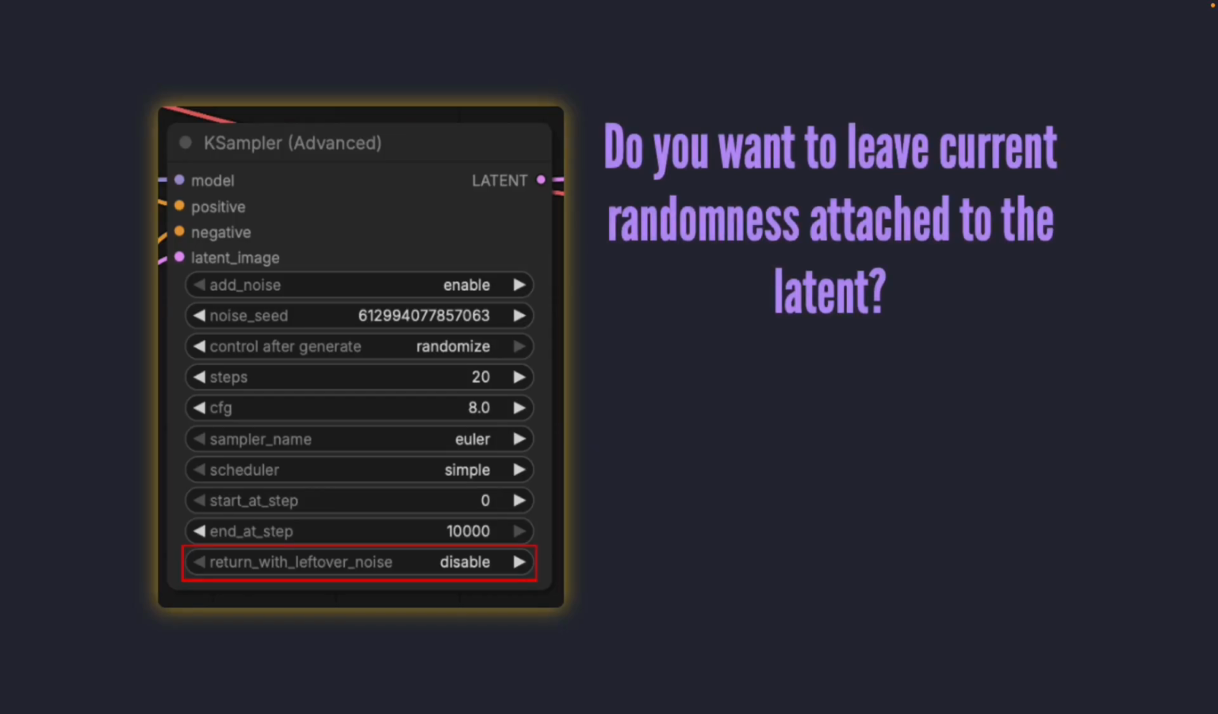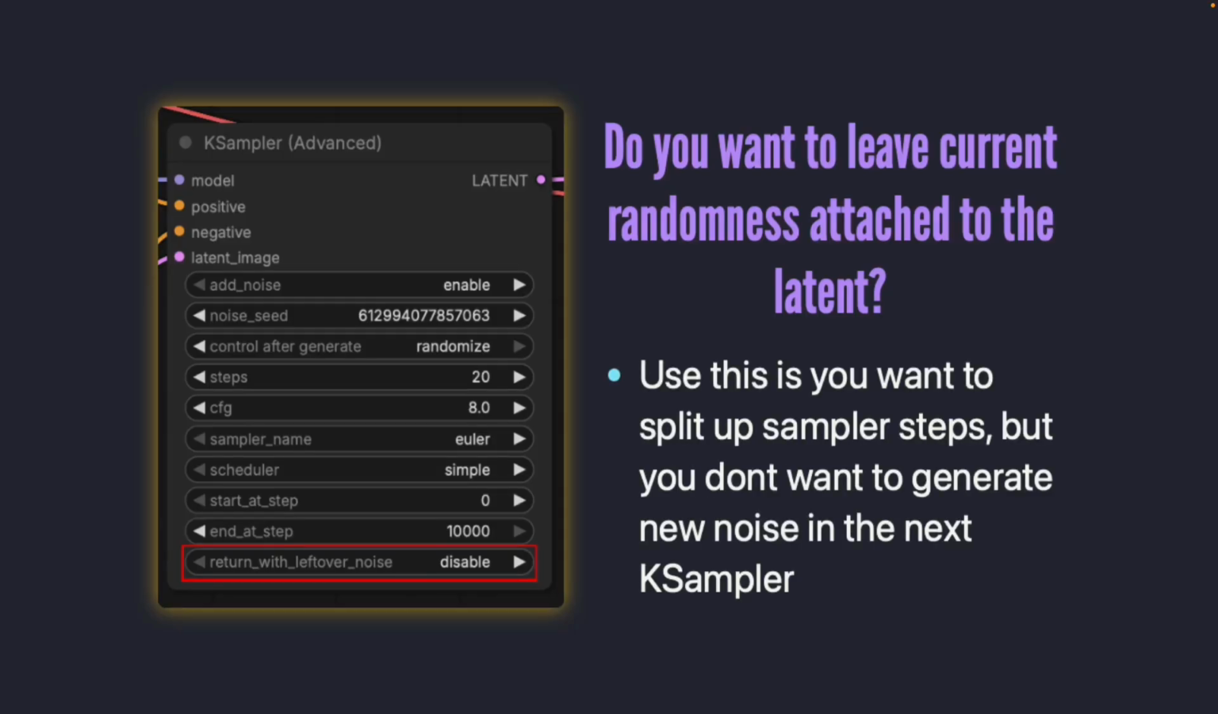And then finally, you have return with leftover noise, which is just, do you leave the current randomness attached to the latent? And this is really going to come into play when we are using these steps. So if we say start at step 0 and end at step 10, we could return with leftover noise and feed that into another KSampler and finish the generation over there, but we could still see what it looks like before we finish generation. And really the best way to see how all of that works is with an example.